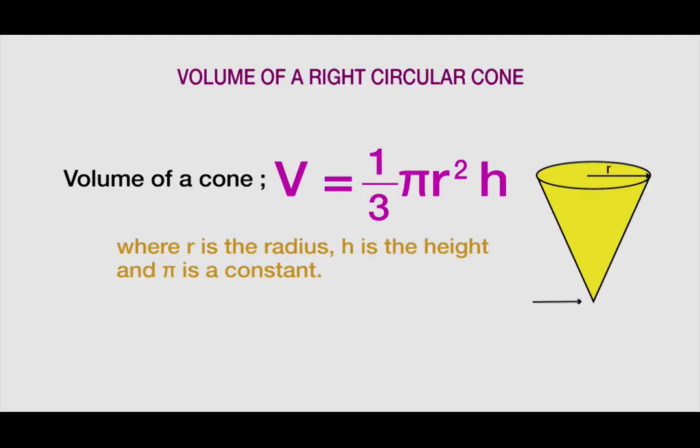We can deduce the formula for finding the volume of the cone from the observation we made from the activity as V equals 1/3 pi r squared h, where r is the radius, h is the height, and pi is a constant. So you realize that the volume of a cone is 1/3 of the volume of a cylinder. Shall we take a few examples?